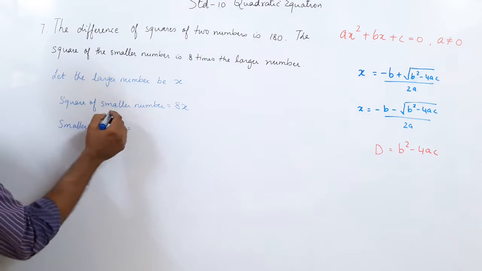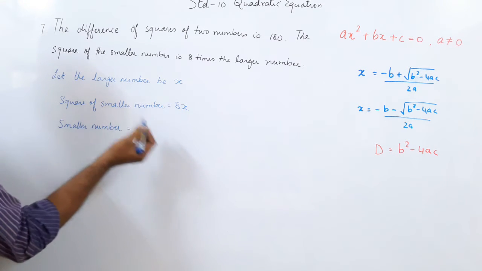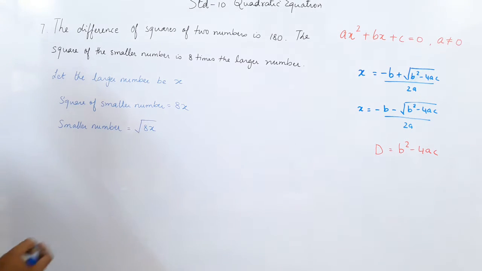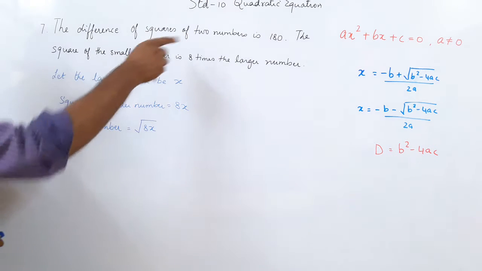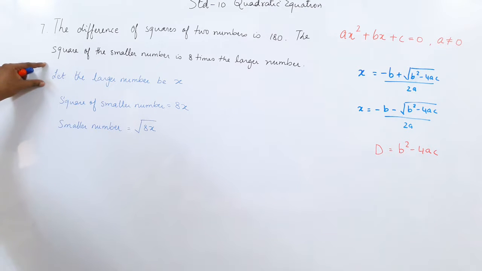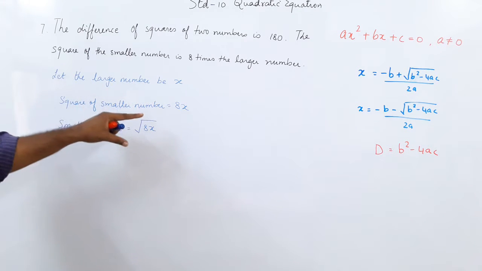The square of the smaller number is 8x, so taking square root on both sides, the smaller number will be square root of 8x, okay? If you want to write it, if you do not want to write it, no issues. Now what we have the statement, see this I will tell you, it is needed or not needed depends on you. We have the larger number x, square of the smaller number 8x.